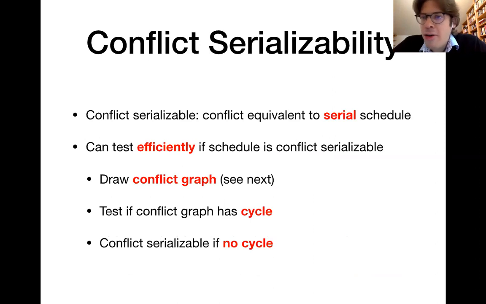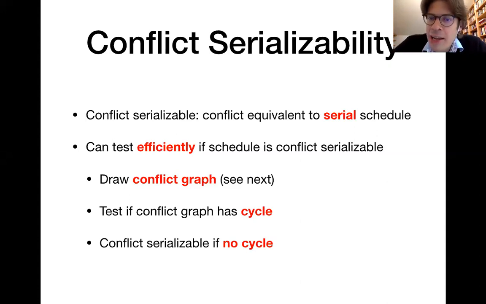Now, for a given set of transactions, of course, there are many different serial schedules. So I don't want to try out all of them and compare them in terms of conflict serializability, in conflict equivalence. Instead, I want a more efficient method to test whether a given schedule is conflict serializable. And we can do that by the method that I'm going to describe in the following.